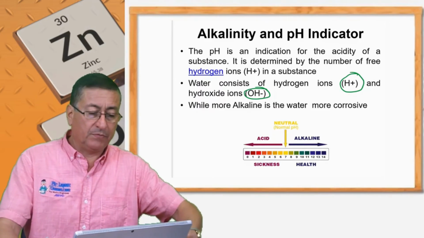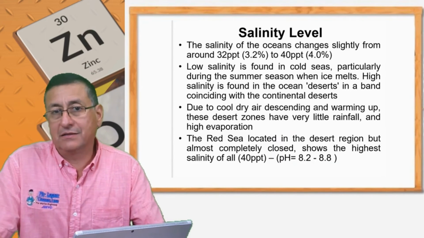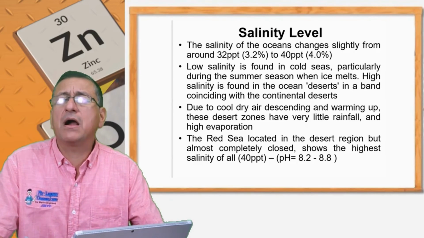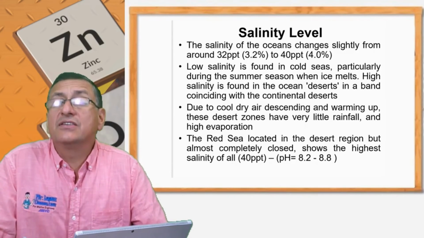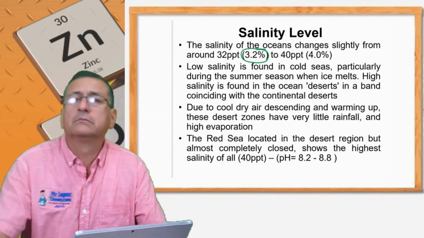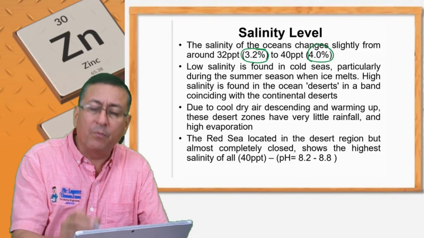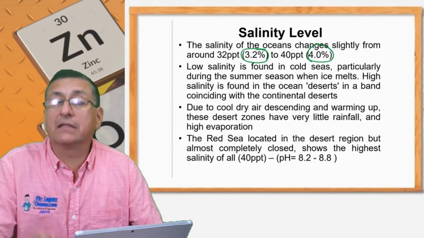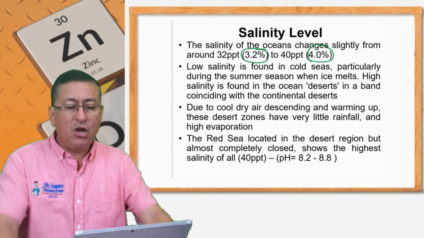Right? Simple. And now we are going to talk about the salinity, the level of salinity. The level of salinity is measured in parts per thousand or percentage. A seawater with low level of salinity is around 3.2%, and a seawater with high level of salinity is around 4.0%. 4% is high salinity and 3.2% is low salinity.